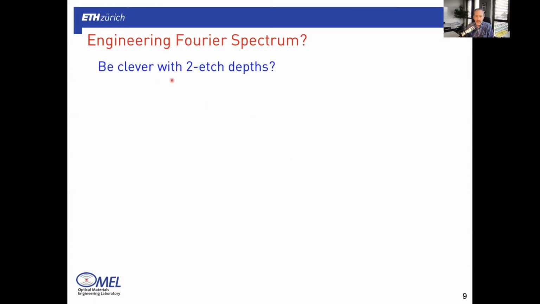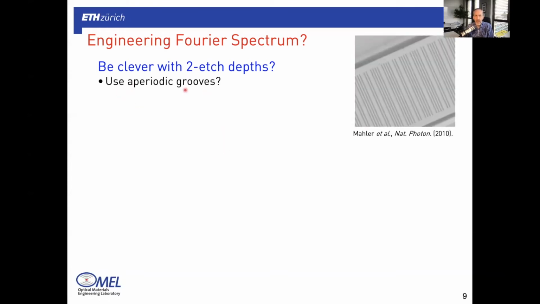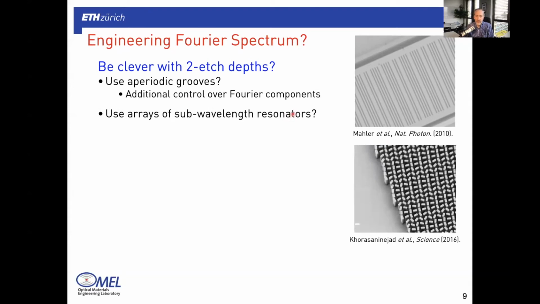One is just to be clever with the 2 etch depths that you have. And so just to show a few examples, you can make not periodic gratings, but make the spacing between your grooves aperiodic. And here's an example looking down on such a grating from the Feist group at ETH. And this aperiodic spacing gives you basically an additional knob to control the Fourier components. Another approach is to make so-called metasurfaces where you make little objects on your interface, subwavelength resonators that affect the phase front locally of an impinging optical beam, and then collectively all of these resonators, if they're designed properly, can control the diffraction in a desired way.